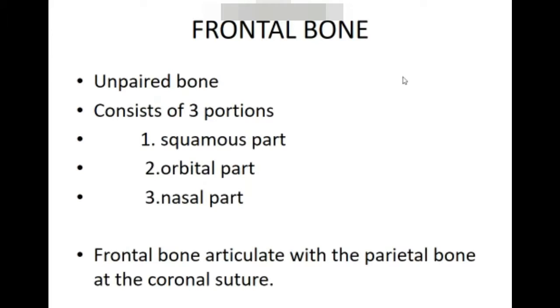Okay, first look at the frontal bone. The frontal bone is an unpaired bone forming the majority of your forehead. Its upper part is smooth and convex, but the lower part is irregular and interrupted by the orbits and by the anterior bony aperture of the nose. It consists of three parts: the squamous part, the orbital part, and the nasal part.